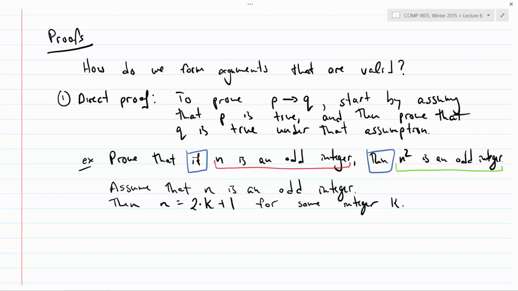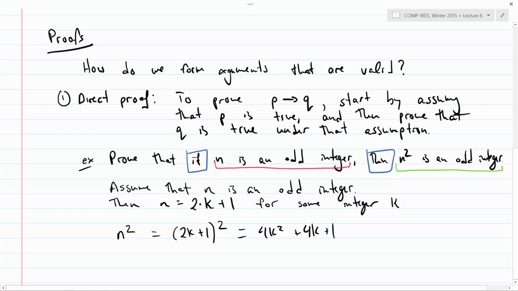All right. So, if I know that that's true, I know a lot about n now. I know the form that n has, and I'm shooting to figure something out about n squared. So let's try squaring n. N squared, well, n is just 2k plus 1. So now I need to do a little bit of math and figure out what that is. What is 2k plus 1 all squared? Yeah. 4k squared plus 4k plus 1.